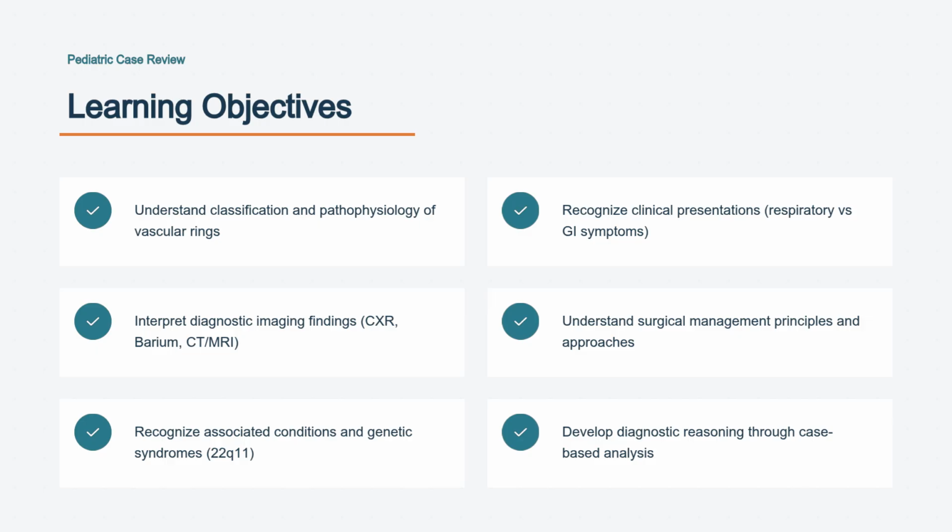Our learning objectives are to understand the classification and pathophysiology of vascular rings, recognize respiratory versus gastrointestinal clinical presentations, interpret diagnostic imaging like computed tomography, and understand surgical management principles. We will also review associated genetic syndromes through 16 case-based questions.